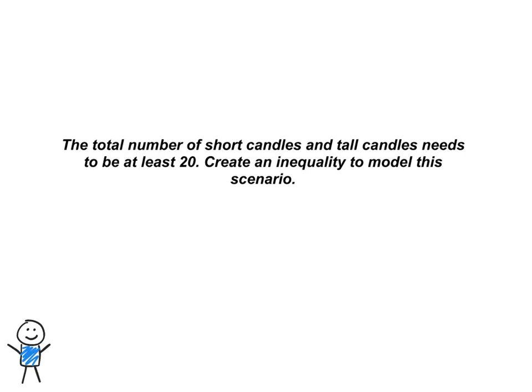This next example says the total number of short candles and tall candles, so we have short candles and tall candles again, needs to be at least 20. Create an inequality to model this scenario. So this time I need the total number of short candles and tall candles to be at least 20. If you think about at least 20, that means 20 is the minimum value that it can be. I really need more than 20 if I need it to be at least, at minimum, at smallest 20.